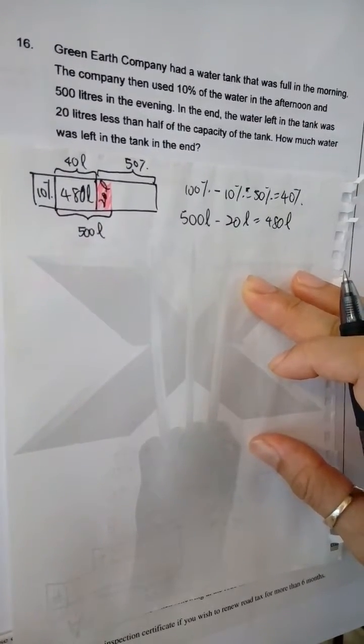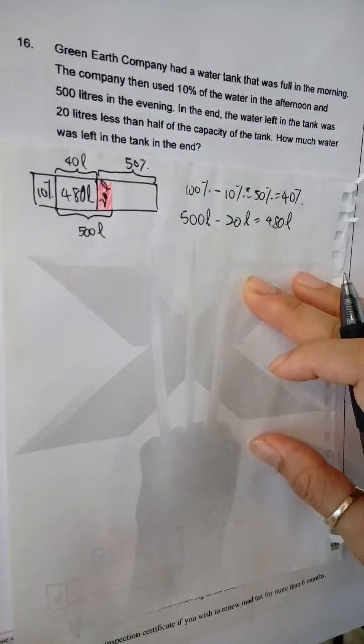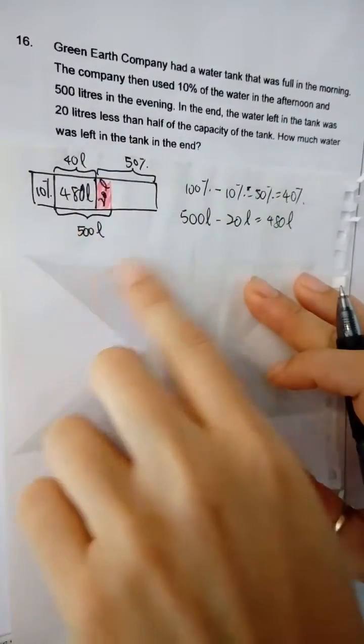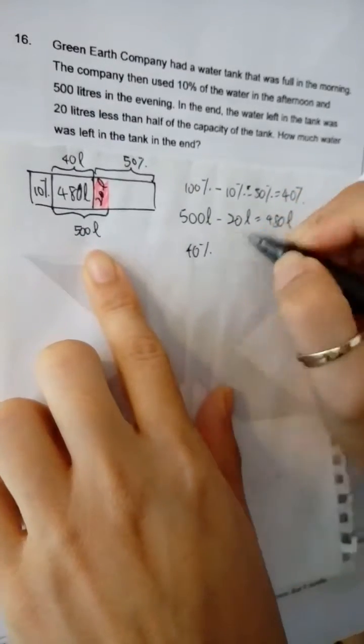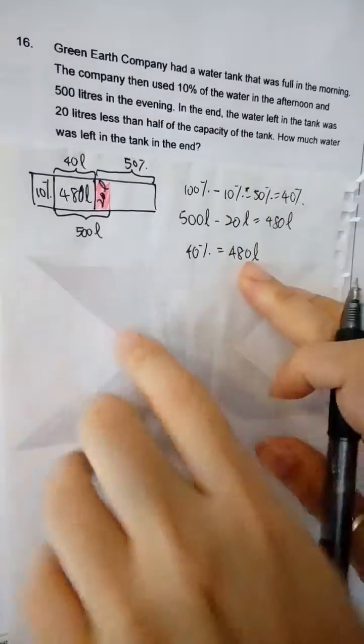Almost everyone doesn't really understand the working, so the person is doing the same method, just without the model. So you can just draw the model. So now you know what I'm doing. Now, 40% of the tank is actually 480 liters.